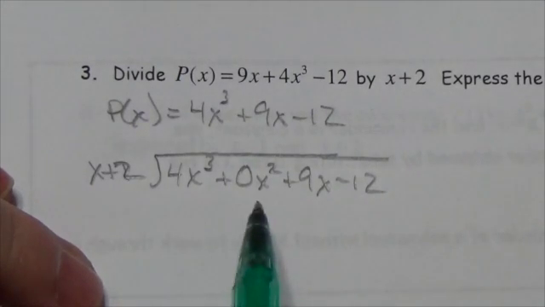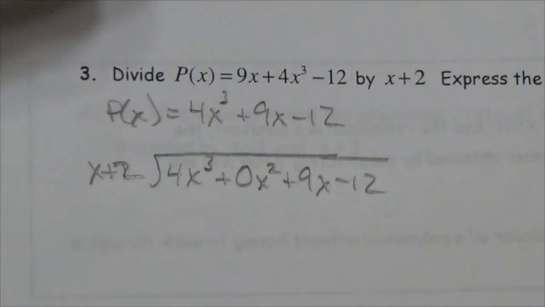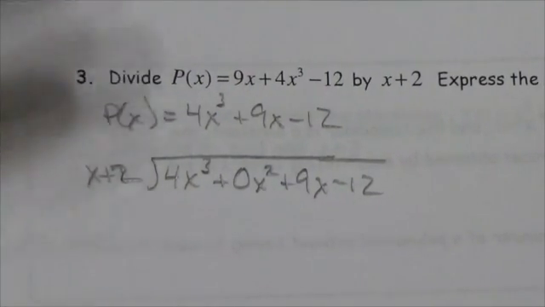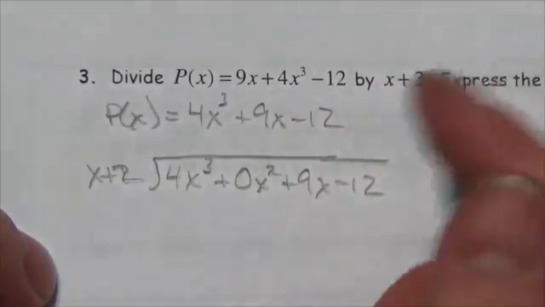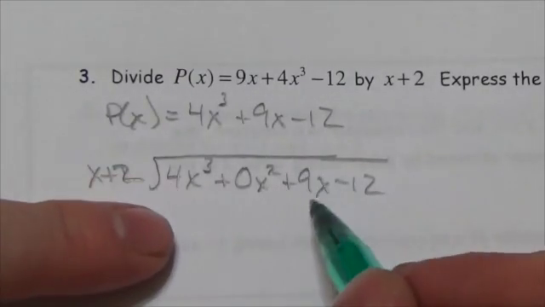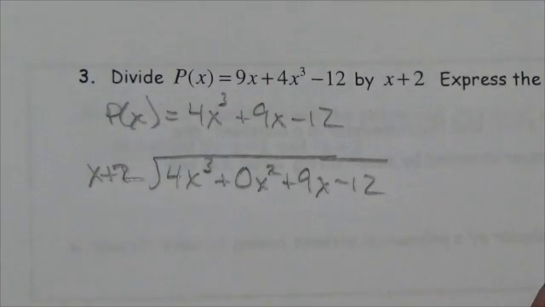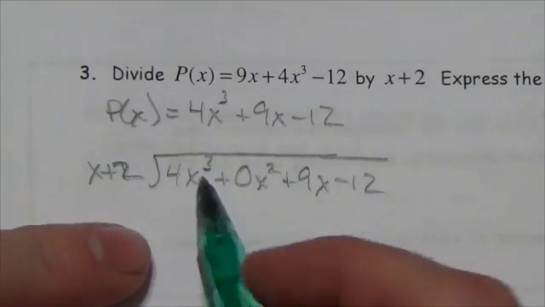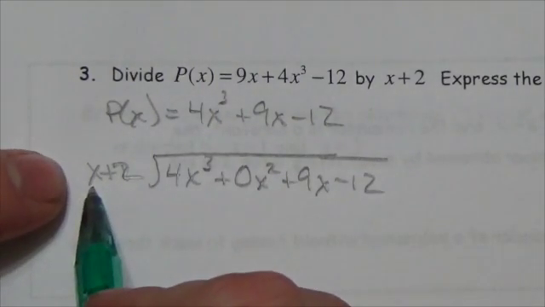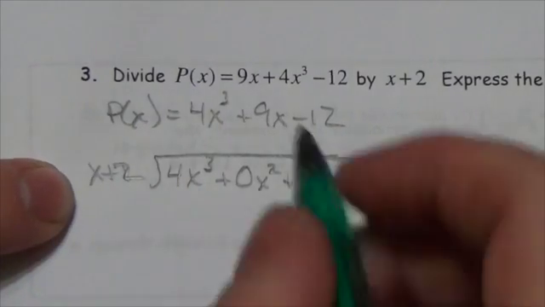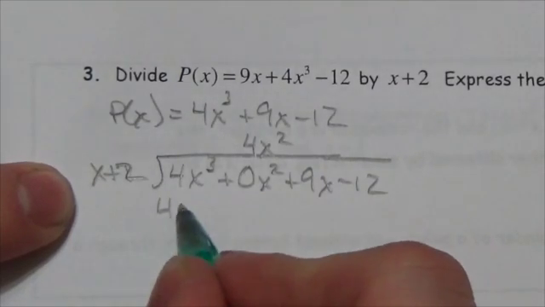I want to make sure that I have a representative of each degree of term. The reason for that is so that I don't make a goofy mistake with my subtraction. I've got something that is basically a placeholder. I'm less likely to inadvertently subtract a squared term from just x by itself if I've got a placeholder there. So now I'm going to start my division. I need to get rid of this highest degree term first, and this is what I have to work with. If I multiply x by 4x squared, I will get 4x cubed.